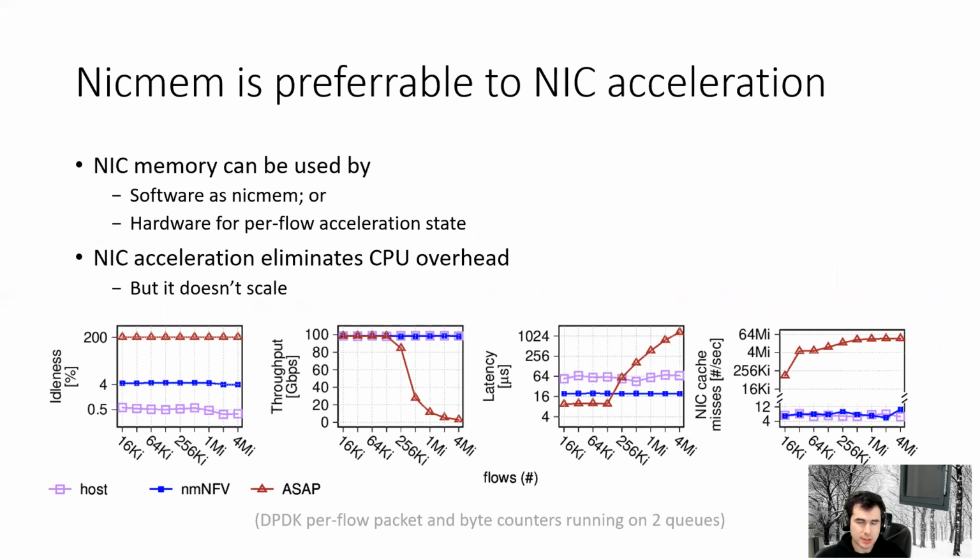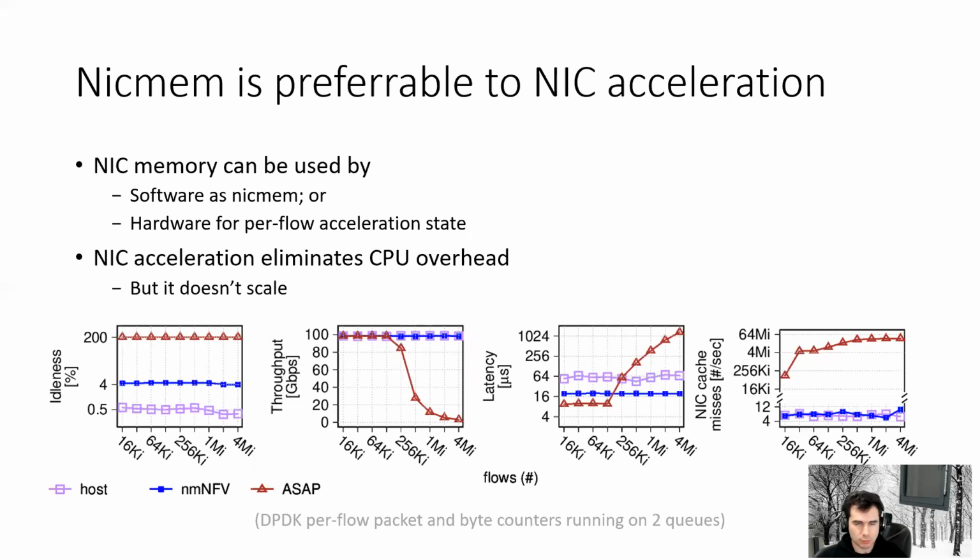Okay, so finally, let's take a look at Nicmem compared to NIC acceleration. So before we had Nicmem, which stores packet payload inside the NIC memory, the main use of on-NIC memory in NFV applications was to store per-flow state for hardware acceleration.